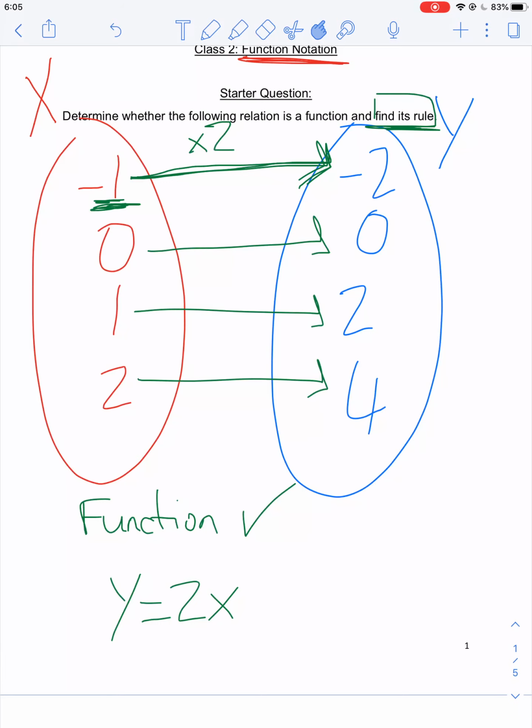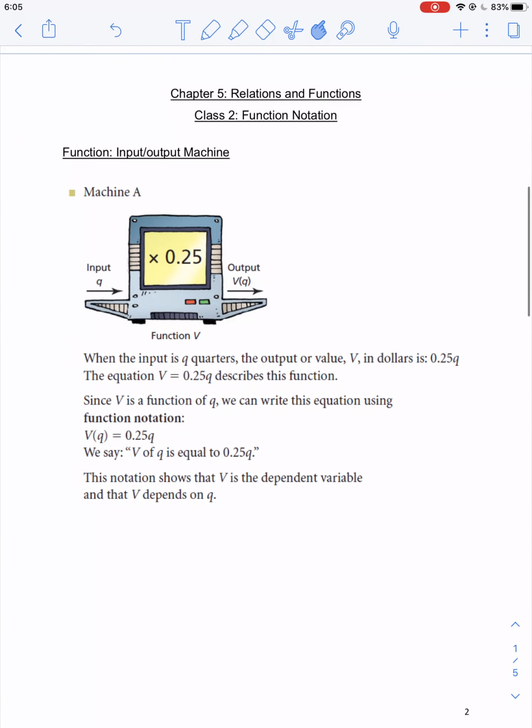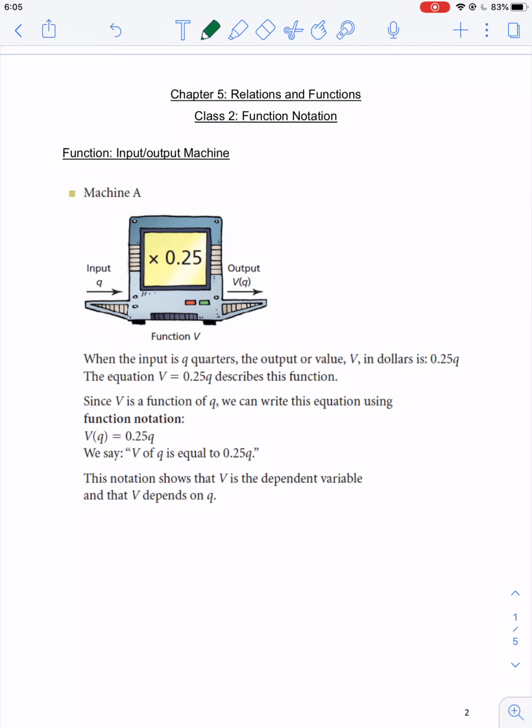So now let's proceed to how you can visualize a function. A function can be very abstract because this is math, but one way to visualize a function is to think of the function as an input-output machine. Here your inputs are your q values. This function is still multiplying, but now it's multiplying by 0.25, which is the same as dividing by 4 if you want. And then you get your output.